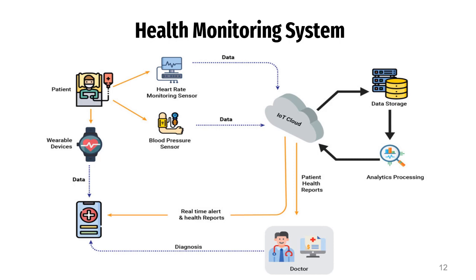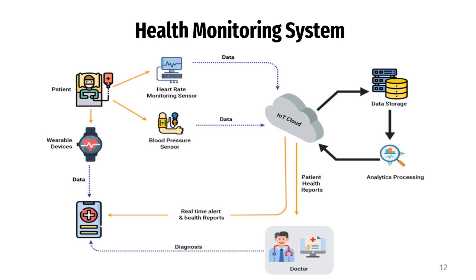So this is a basic IoT health monitoring system. Here we have the patient, where we are monitoring the heart rate and blood pressure through a heart rate monitoring sensor and blood pressure sensor. The data goes through a wearable device, maybe like a smartwatch, to the mobile phone. Then the real-time data is uploaded to the cloud from the smartwatch.